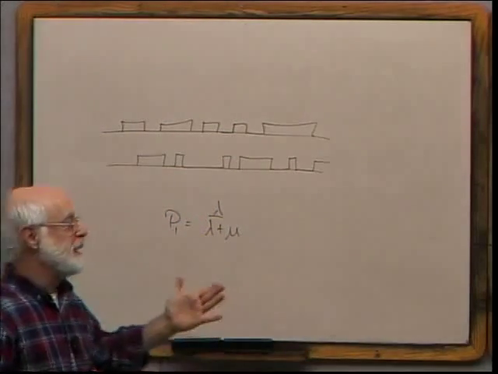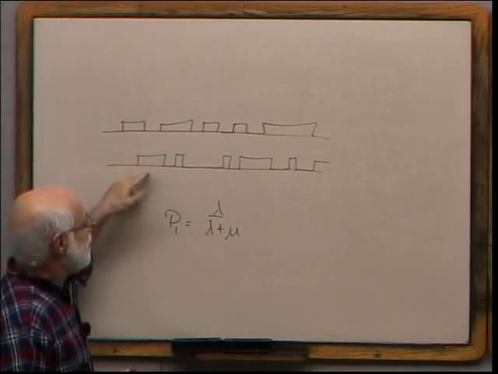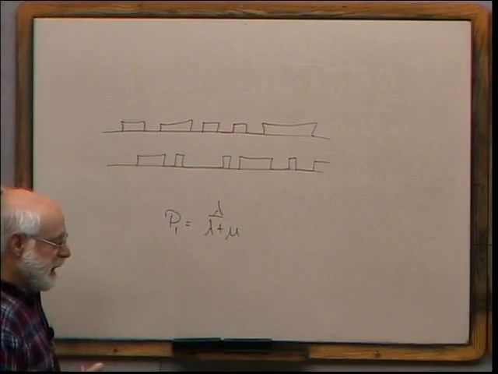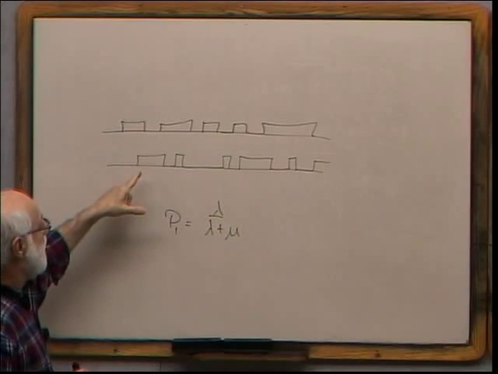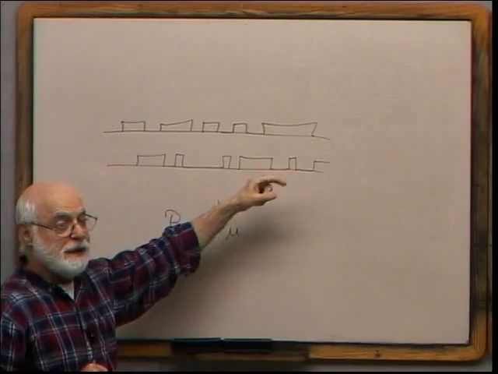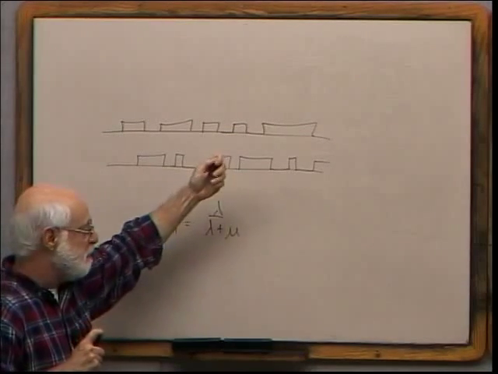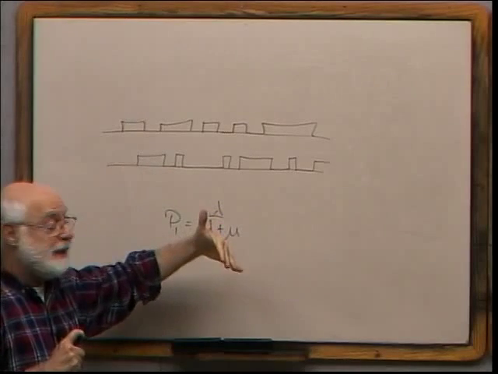Okay, so this system is jumping from state to state, and we know the fraction of time that it spends in each state. Or in other words, we also know that if we viewed that at random, the probability that we would find it in state 1 would be given by this thing here.